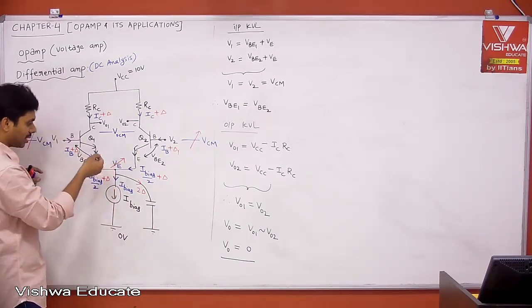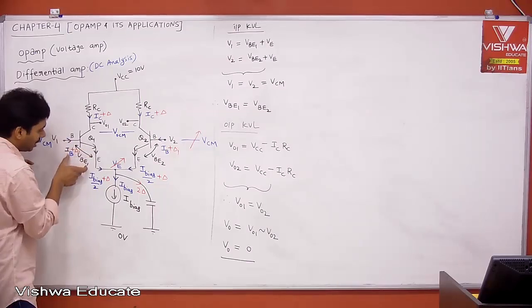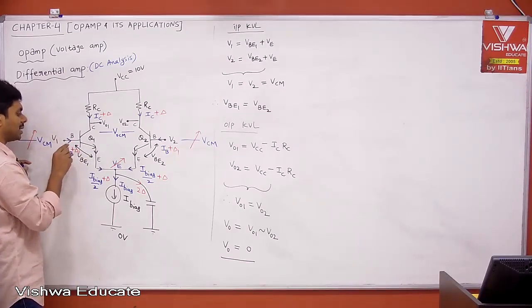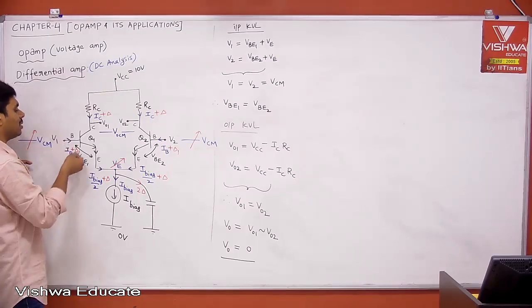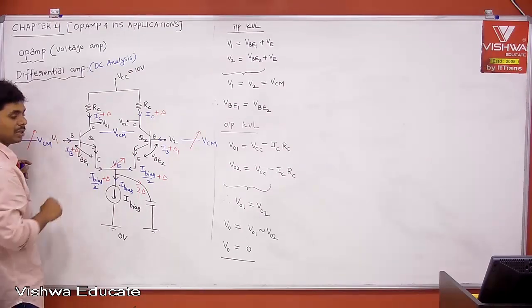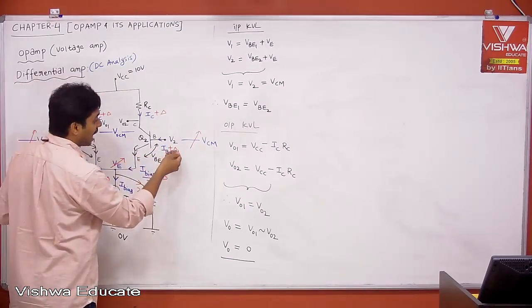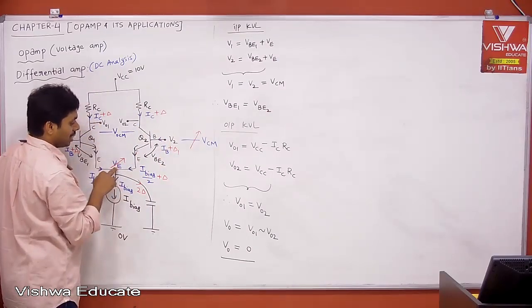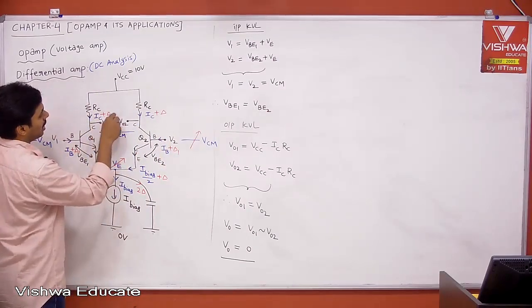When VE is increasing, then your VBE will decrease. When VBE is decreasing, your IB will decrease. Whatever increment in IB, now it will be decreased because of increase in VE. Similarly, whatever increase in IB you have, that will be decreased because of increase in VE. Then your IC, whatever increment you have, that will be decreased.